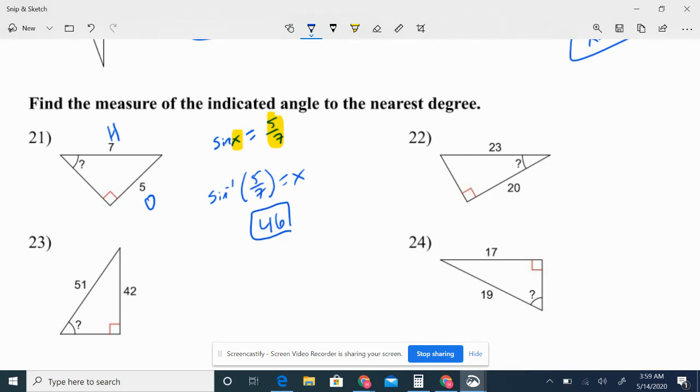All right, let's take a look at number 22. I asked myself, do I have the hypotenuse? Good, I have it. I have the adjacent as well. Therefore, I'm going to be dealing with cosine. I have that cosine of x is equal to 20 over 23. In that case, I'm going to say that cosine inverse of 20 over 23 equals x.